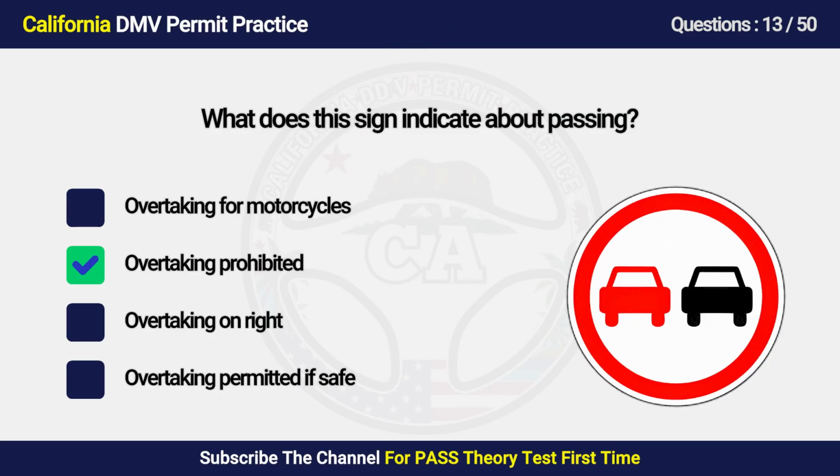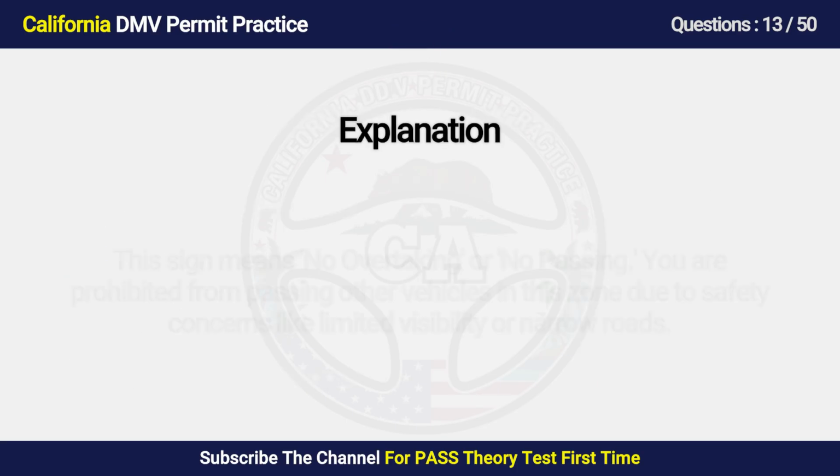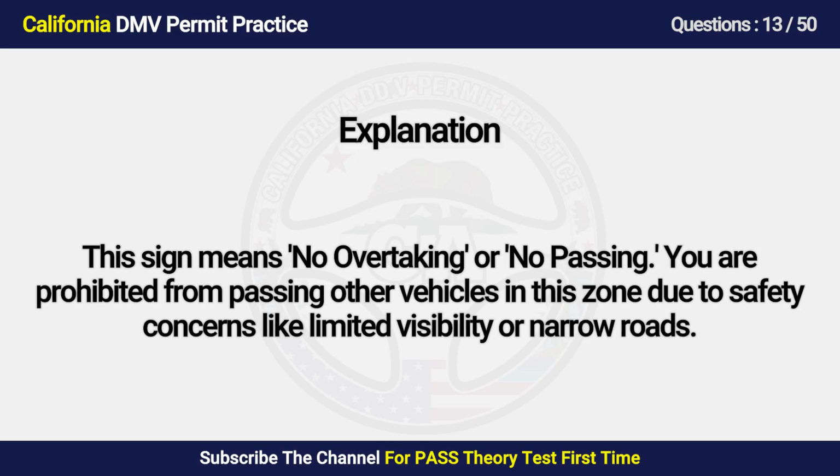Answer is B. Overtaking prohibited. This sign means no overtaking or no passing. You are prohibited from passing other vehicles in this zone due to safety concerns like limited visibility or narrow roads.